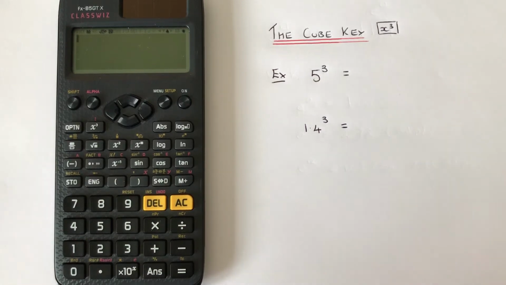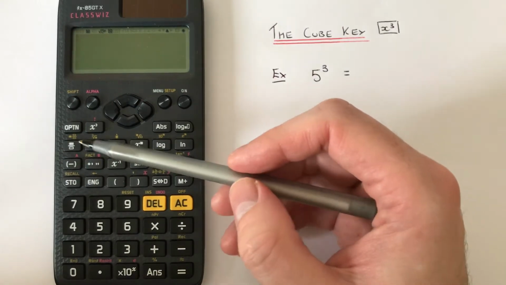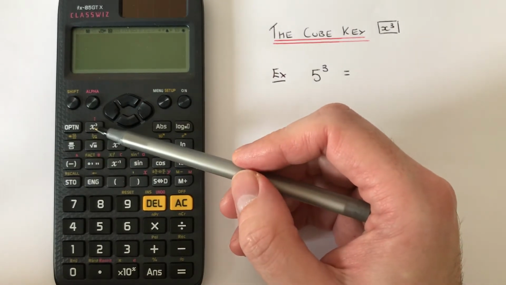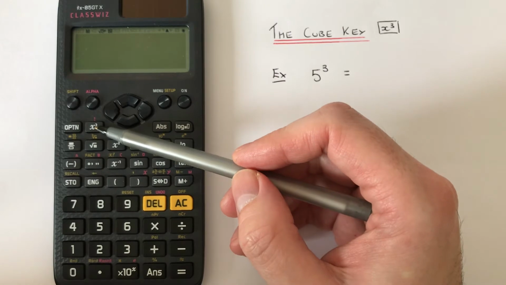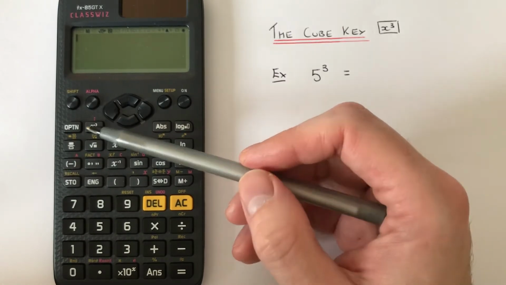Hi guys, welcome back. Today I'm going to show you how to cube a number on a Casio Scientific ClassWiz calculator. So the cube key can be located on the first row of the scientific functions. So it's this button here, x to the power 3.